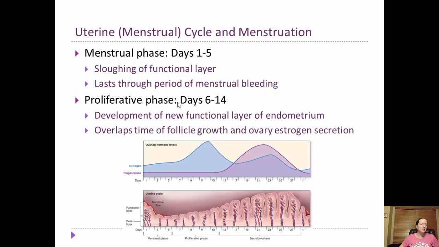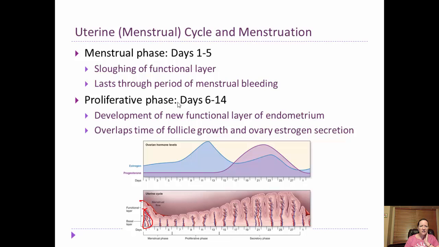The menstrual phase can be anywhere from day 1 to 5. Sometimes it's day 1 to 7. Again, this is going to differ from female to female. It can be as little as 3 days. What happens is that these little arteries here, you can kind of see them. This is the uterine lining right here. I really like this picture. But you can see the arteries.